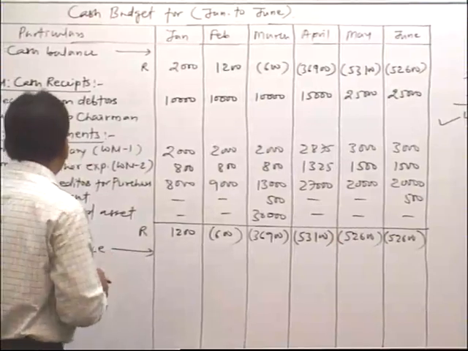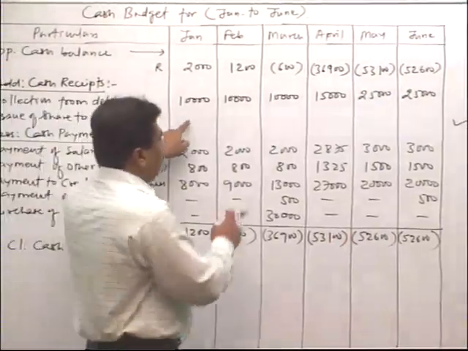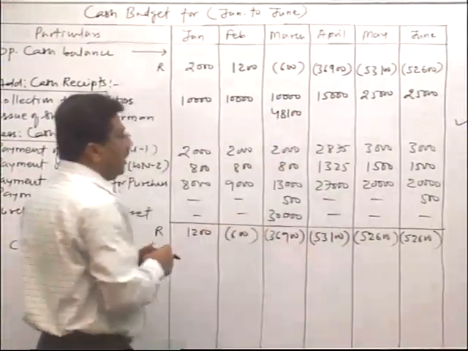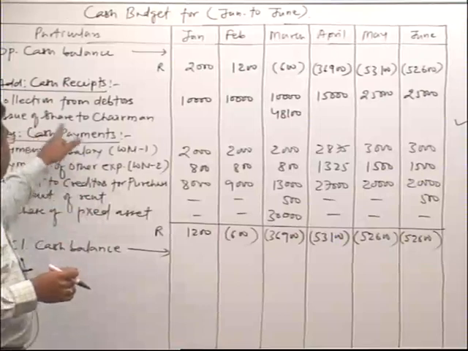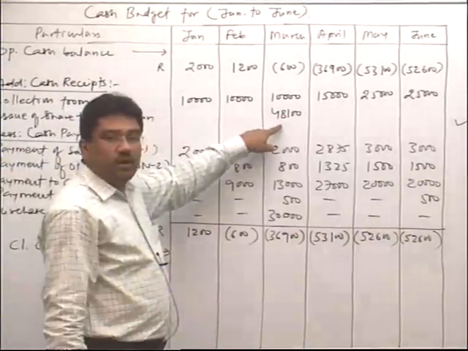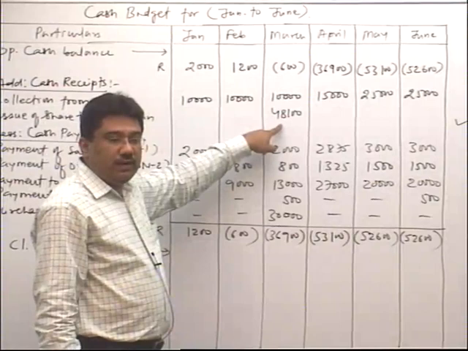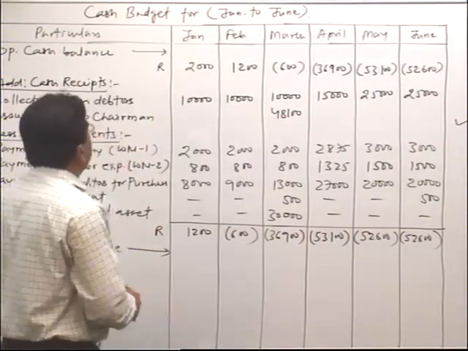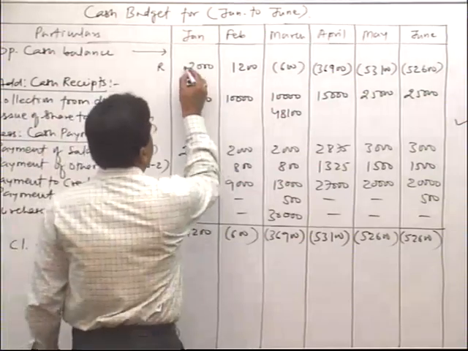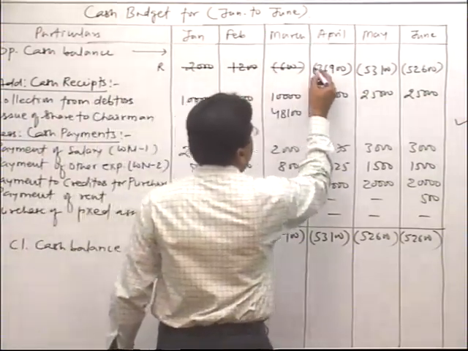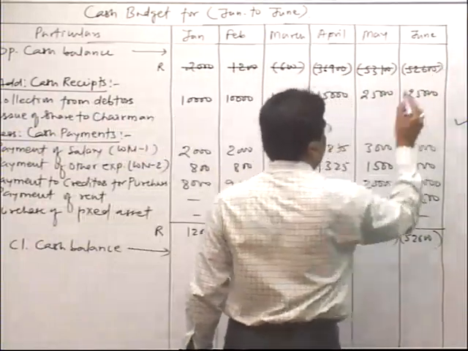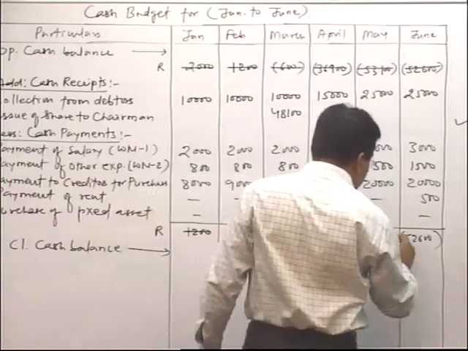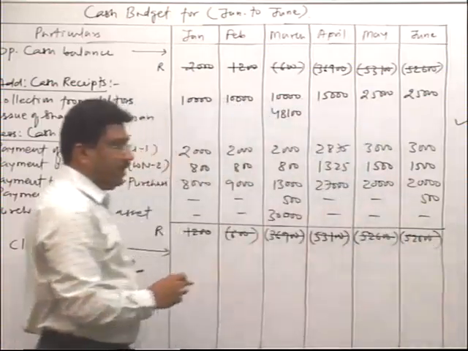So let us make the entry, issue of shares to the chairman, and according to the question, we have to issue the shares in the month of March. So make entry of issue of shares to the chairman in the month of March, that is 48,100. Now please cancel these rough balances, rough opening balance and rough closing balance. Now we will find out what is the fair opening and fair closing balance.